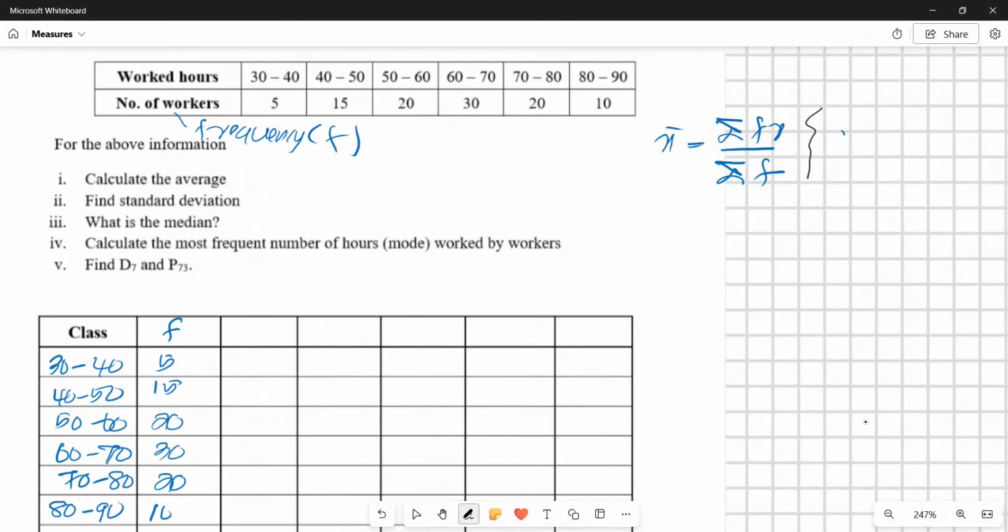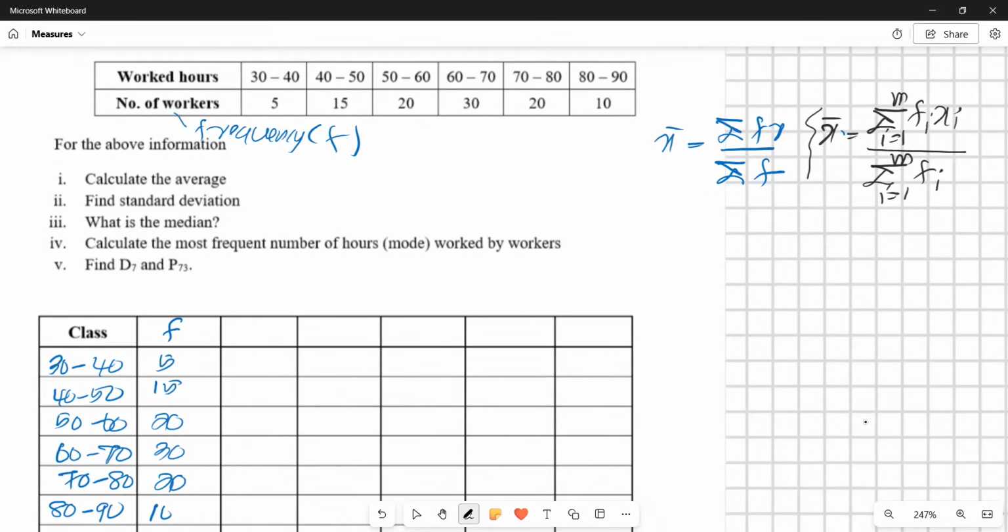Right? x bar equals sigma fi xi divided by sigma fi, the same formula written in detail. Both will be the same measurement. To get x bar, we need sigma f, the sum of the f column, and sigma fx, so we need to form the fx column. Fi xi is also the same thing.